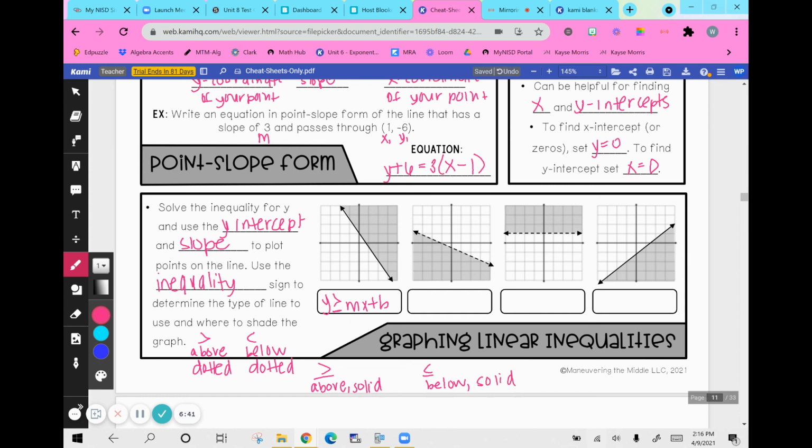Okay, so this one is shaded below the line and it's a dotted line, so that's going to be our less than symbol. So y is less than mx plus b. Then here, this one is shaded above, but the line is dotted, so this is just going to be greater than mx plus b. And this one is shaded below the line and it's a solid line, so less than or equal to mx plus b.